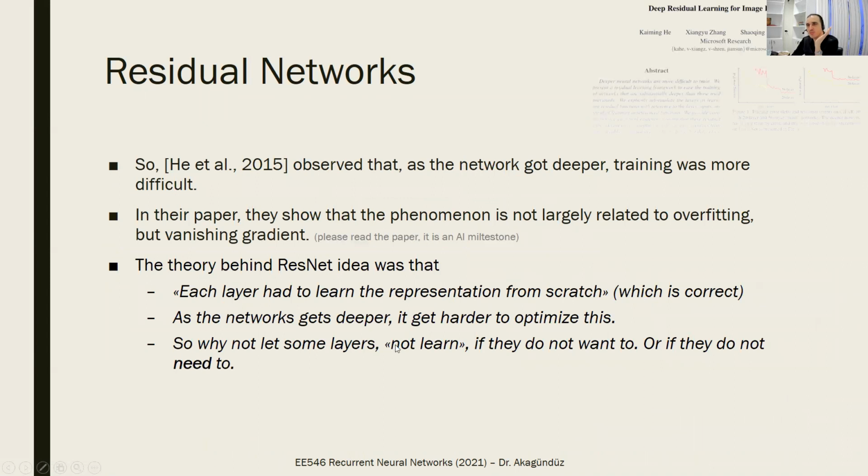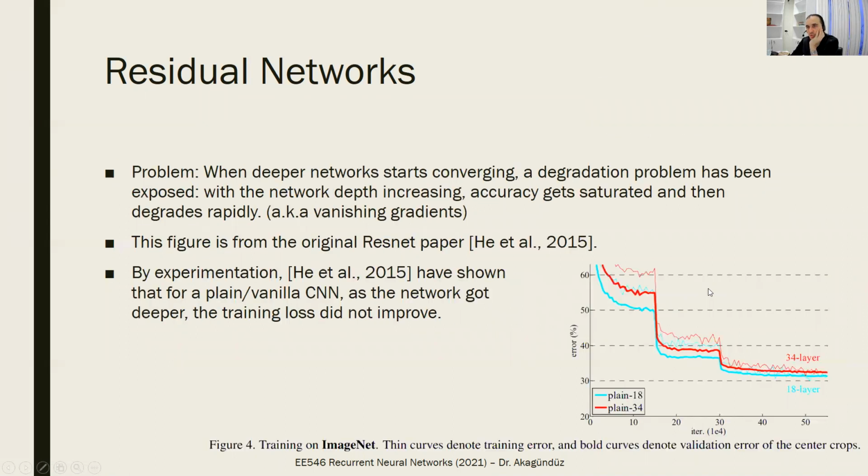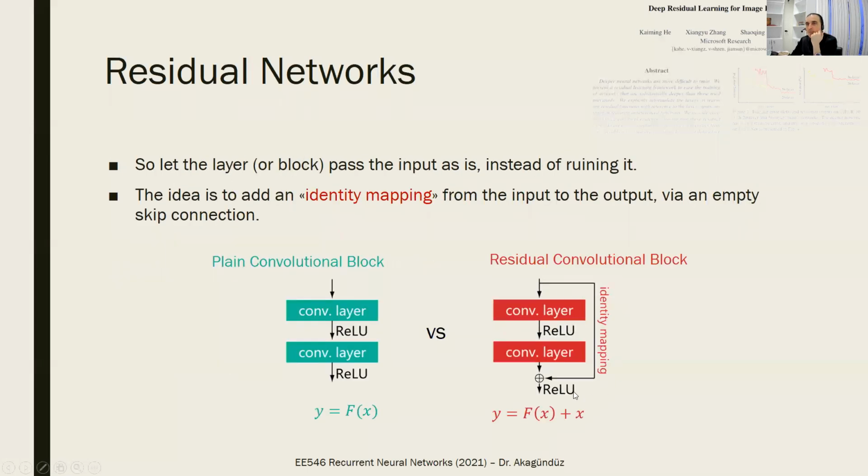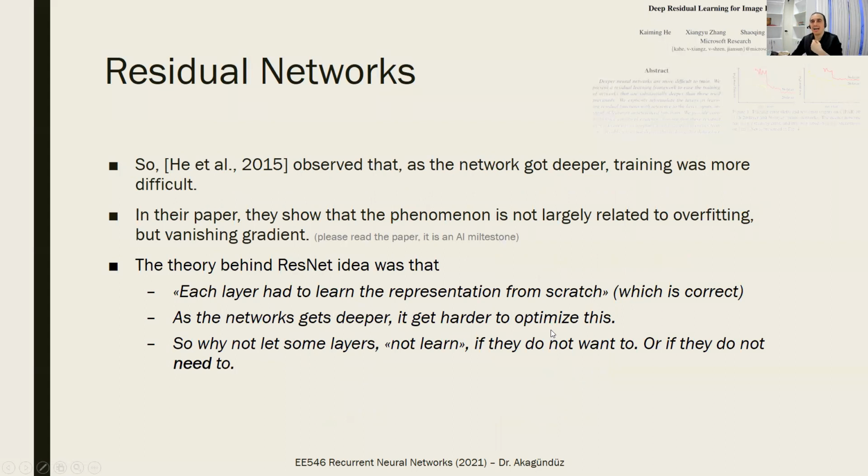So if you want to summarize the idea behind ResNet: each layer had to learn the representation from scratch, which is correct. You are learning this f of x from scratch. As the network gets deeper, it's harder to optimize this learning from scratch. So why not let some layers not learn? Because even if it is scratch, the identity mapping will follow. And actually that was it.